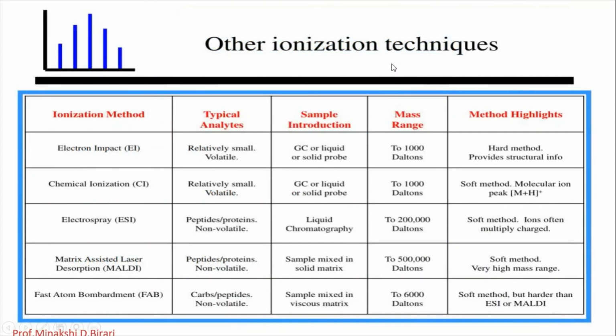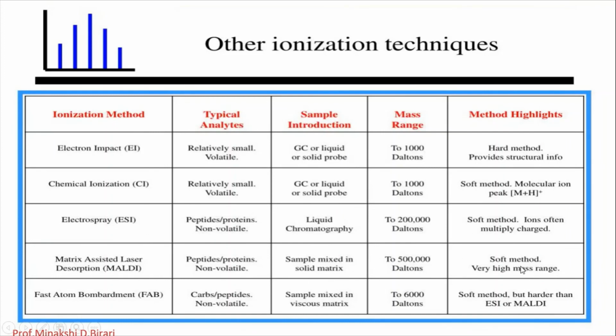These are the other ionization techniques, or we can consider this the summary of ionization techniques. Already we have discussed in detail electron impact ionization: typical analytes are very small or volatile, sample introduction is by GC or liquid or solid probe, and it is a hard ionization method that provides structural information. ESI is a soft ionization technique.